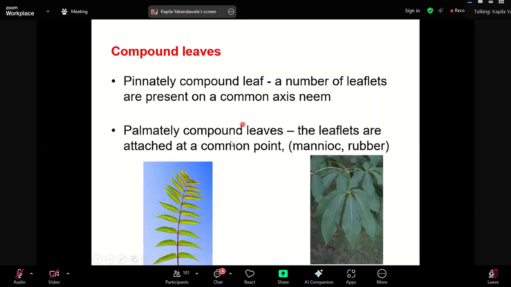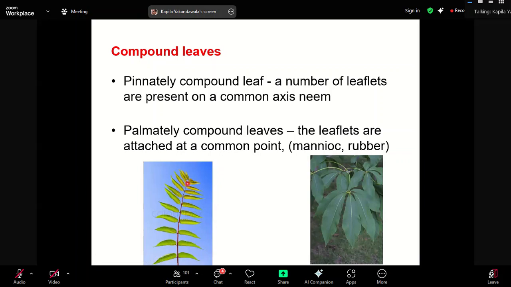Compound leaves can be further divided into two: pinnately compound leaf and palmately compound leaf. In pinnately compound leaf, leaflets are present on a common axis. This is the common axis. Leaflets are attached to the common axis.